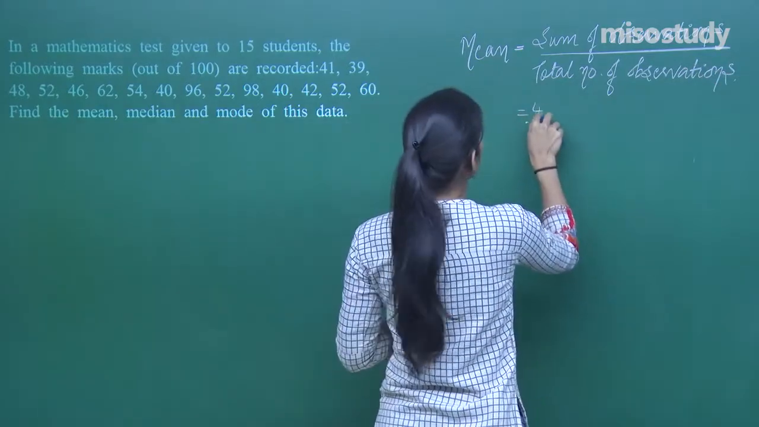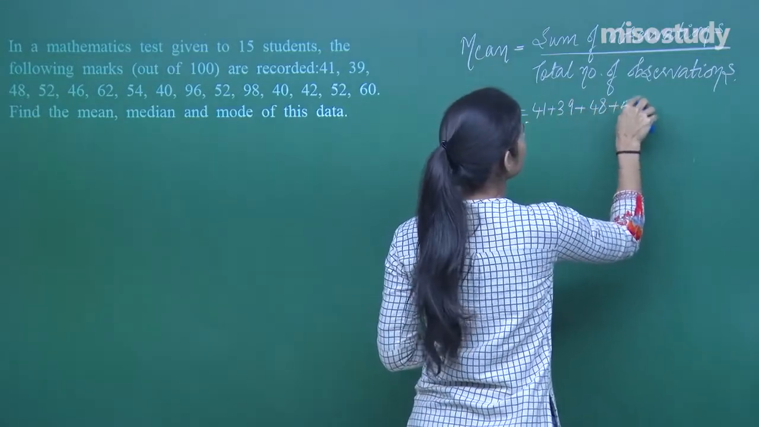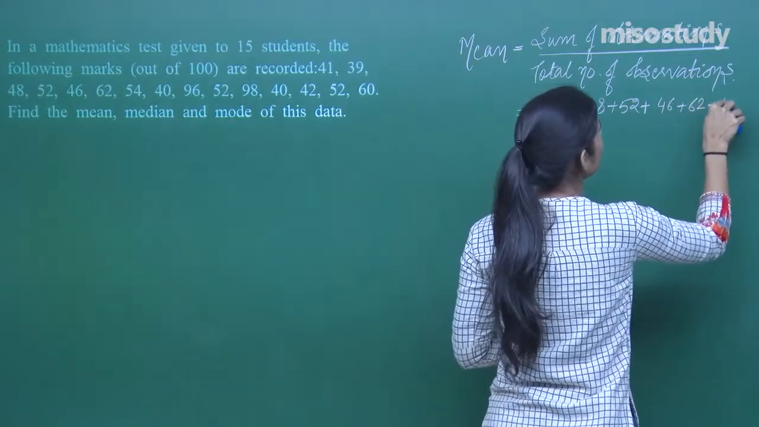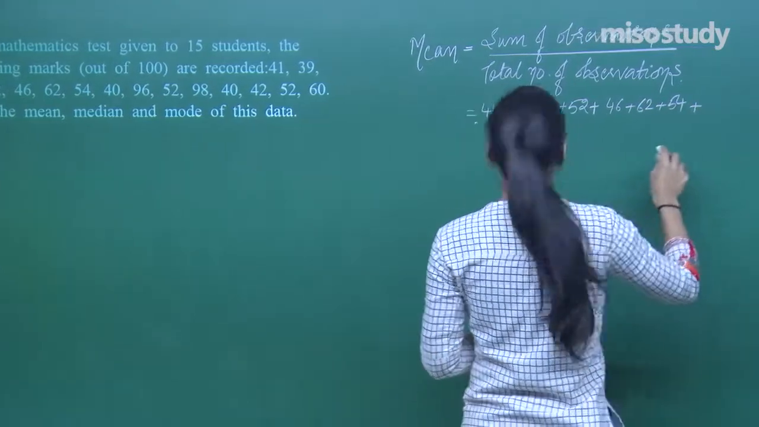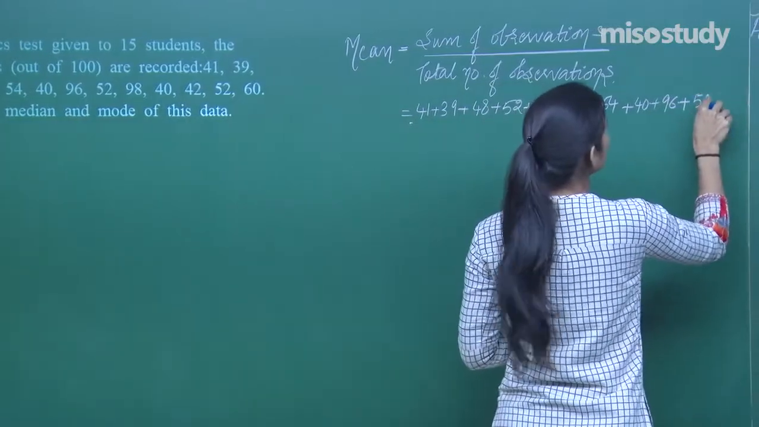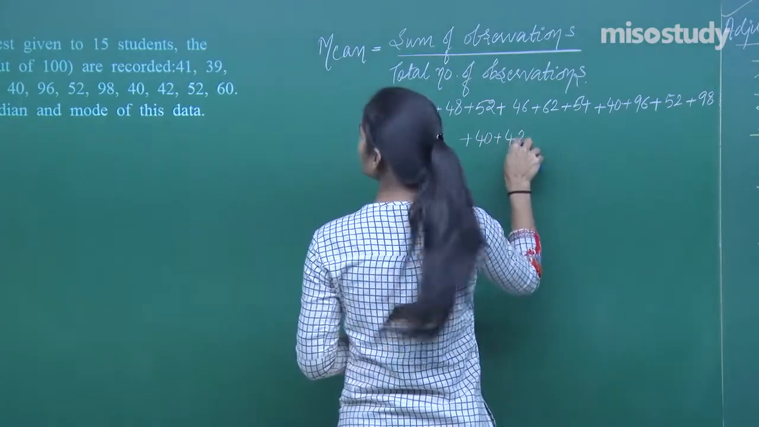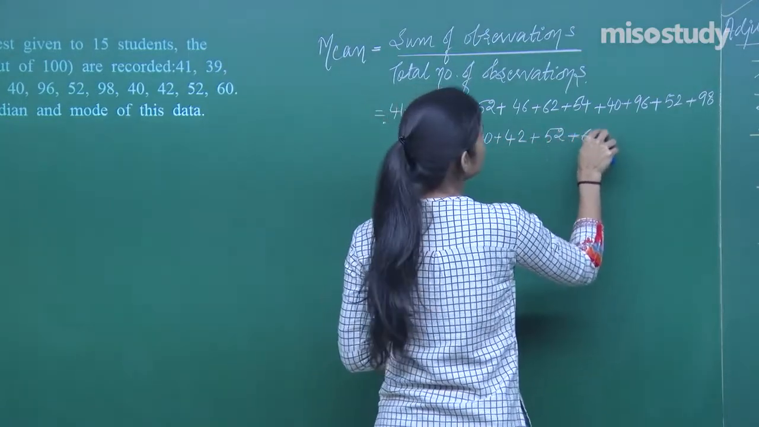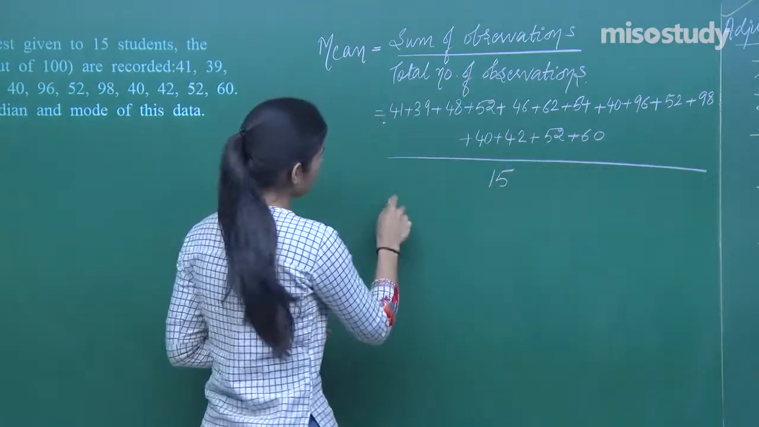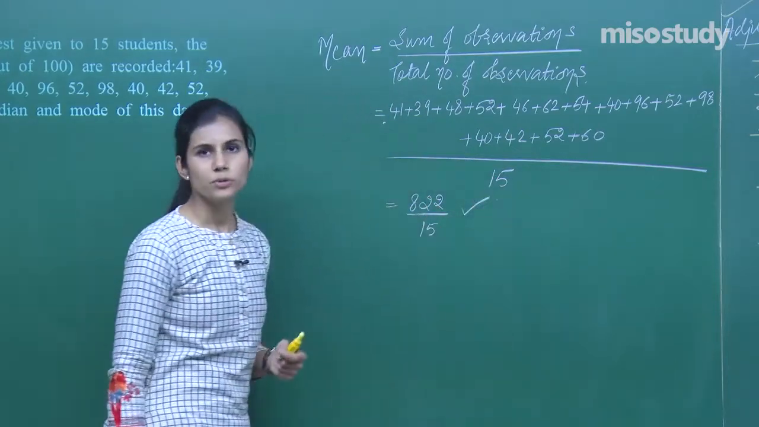Sum of all these values 41 plus 39 plus 48 plus 52 plus 46 plus 62 plus 54 plus 40 plus 96 plus 52 plus 98 plus 40 plus 42 plus 52 plus 60 whole upon number of these observations, which is 15. When you obtain the answer, you obtain it as 822 upon 15. You can evaluate the answer, that would be your mean.